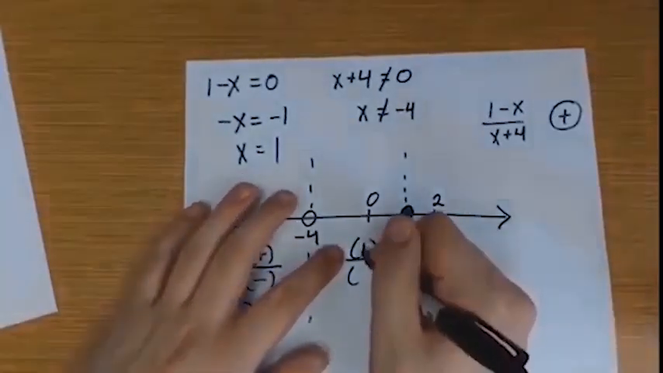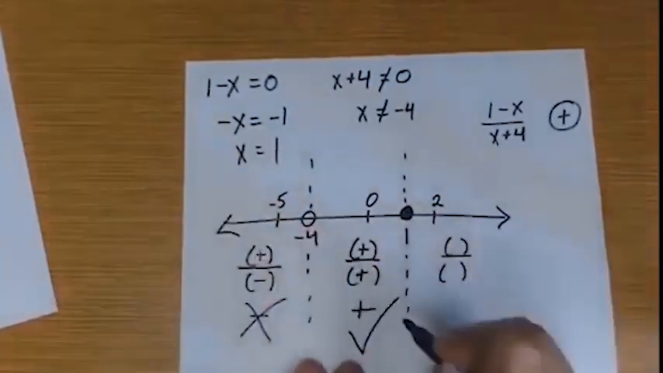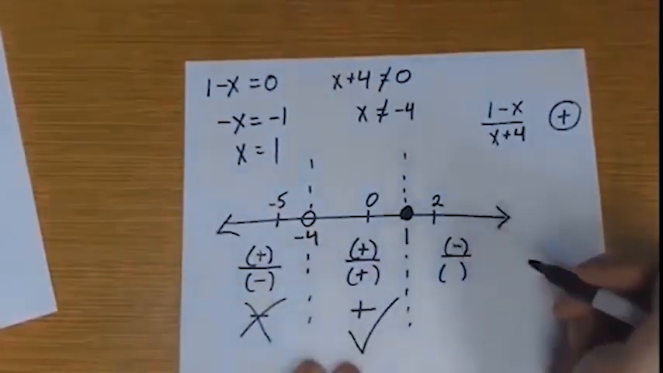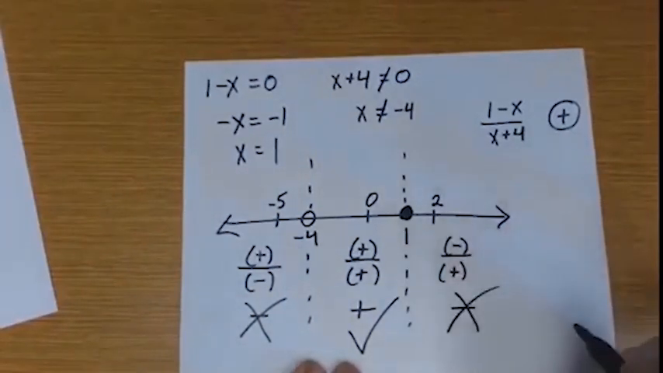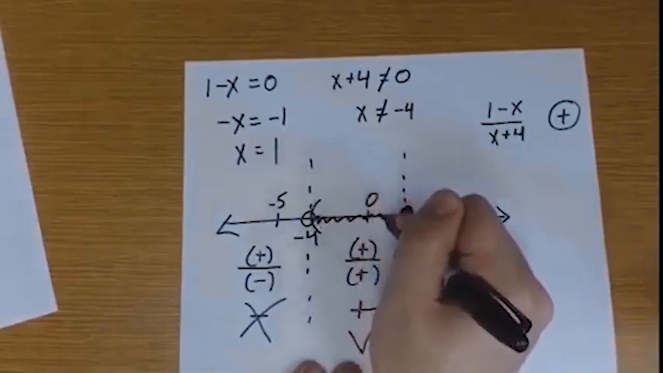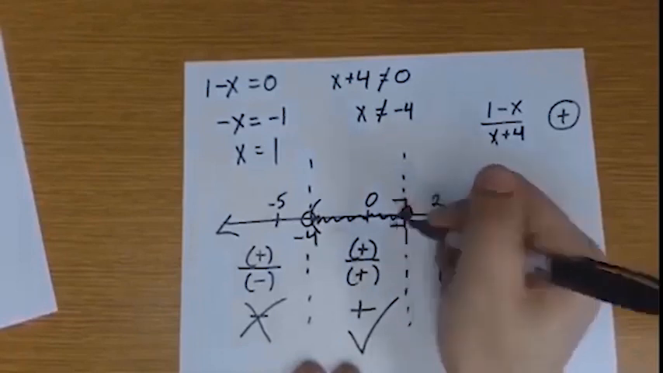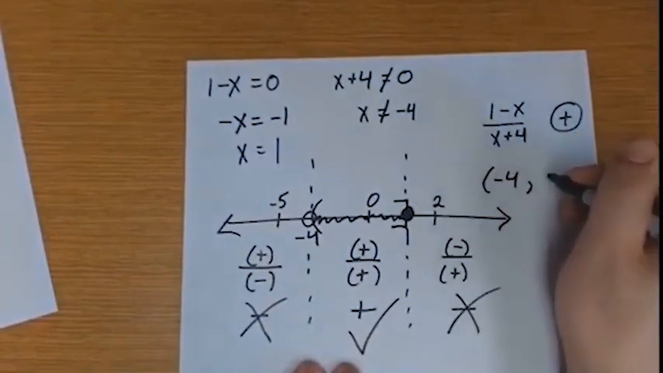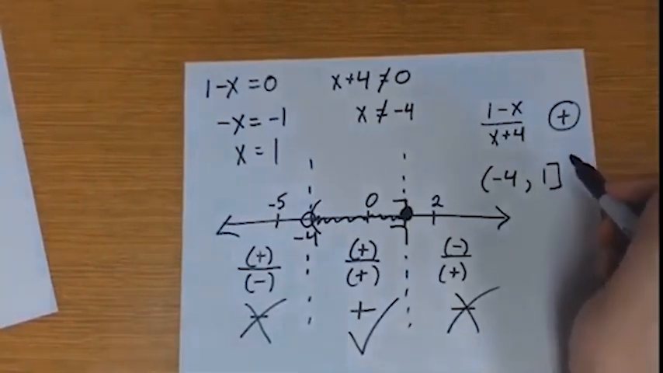If we plug 0 in, 1 minus 0 is positive. 0 plus 4 is positive. That is overall positive, which is what we want. If we plug 2 in, 1 minus 2 is negative. 2 plus 4 is positive. This is overall negative. We don't want it. Open circle becomes a parenthesis. We shade inside here region 2, so the parenthesis faces in. Closed circle is a bracket. So we have a parenthesis with negative 4 and a positive 1 with a bracket.